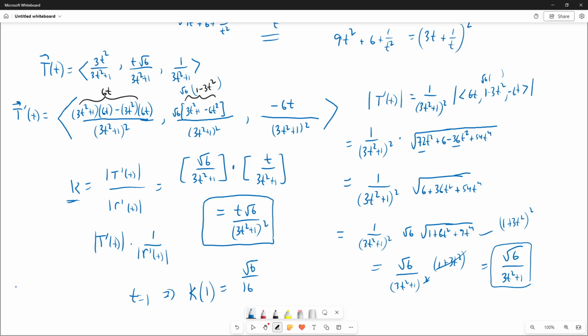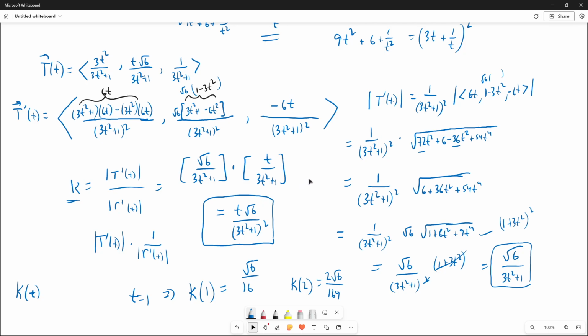So really we should think of kappa as being kappa of t. It's not generally a constant. In the first few examples, it was a constant, but here we see that it depends on t. Kappa of 2 is 2 times the square root of 6 divided by 169. I believe that's a 13 there, 4 times 3 plus 1. And so this is not the same as the square root of 6 over 16. They're different. So the curvature is changing from point to point.